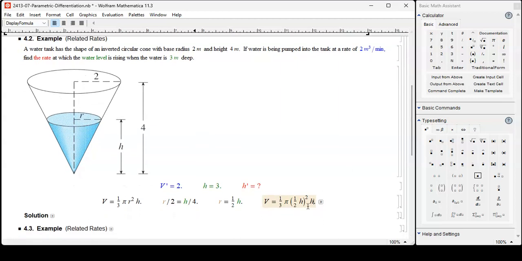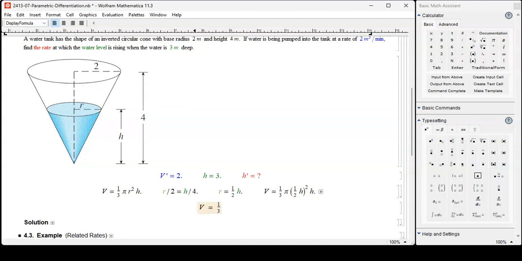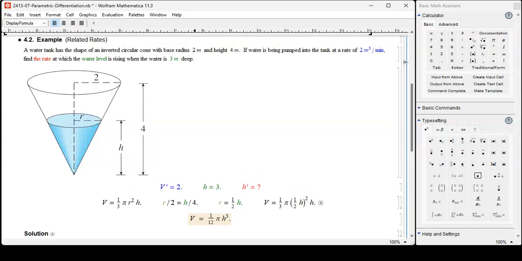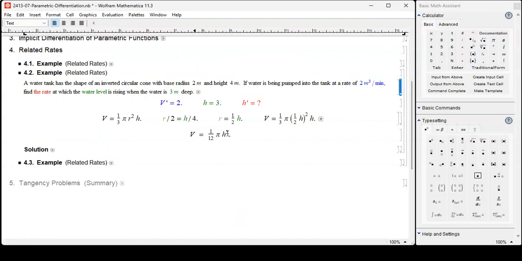One more step, a bit too complicated, so let me simplify into this form. 1/3 pi, and then let's see, 1/2 squared, so 1/4. 4 times 3 is 12, so 1/12. And then H cubed. That's the relation. And here is equation number 1. Now I don't need this picture anymore. We have the equation number 1.